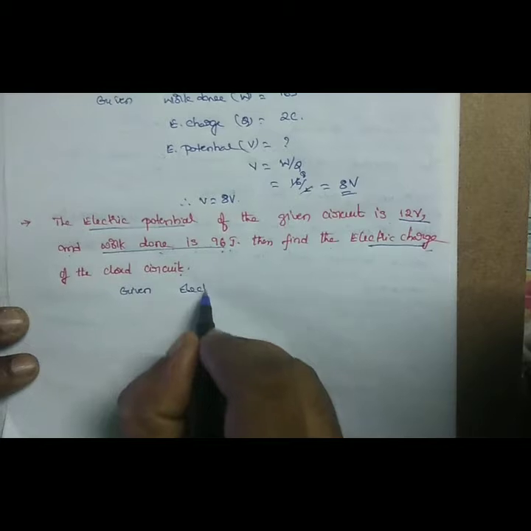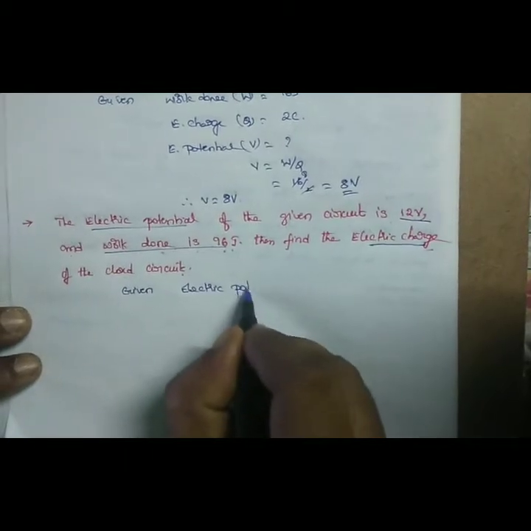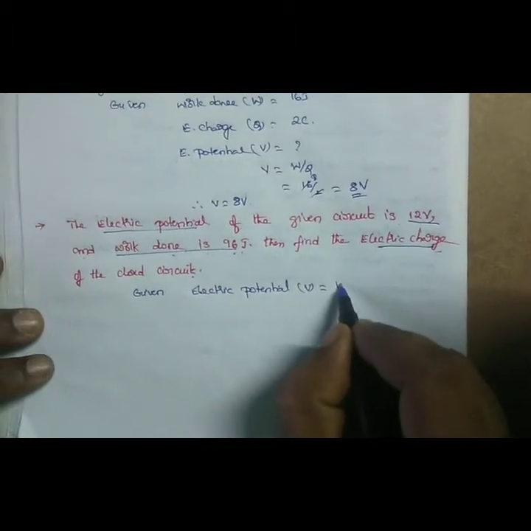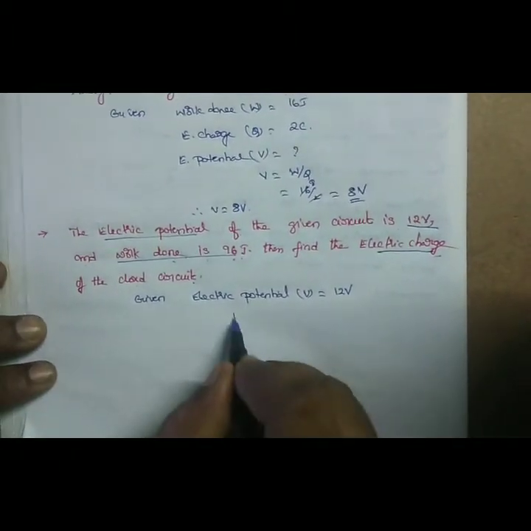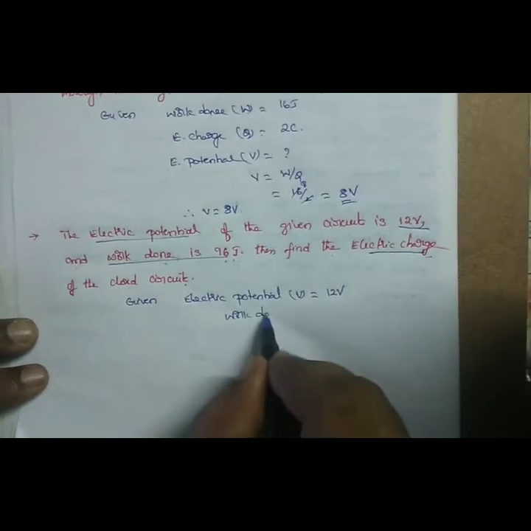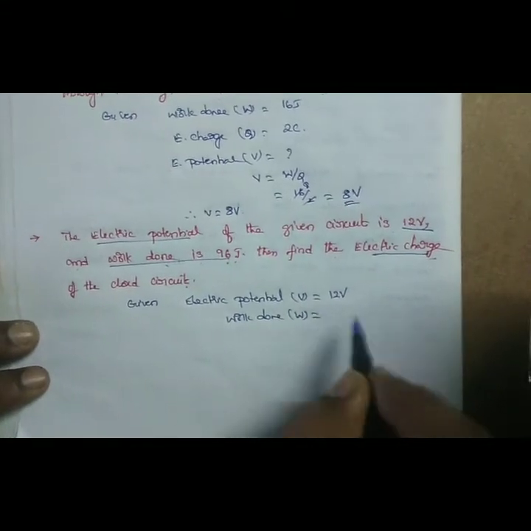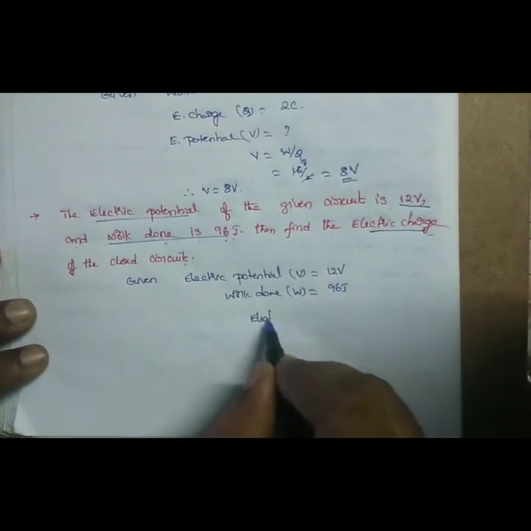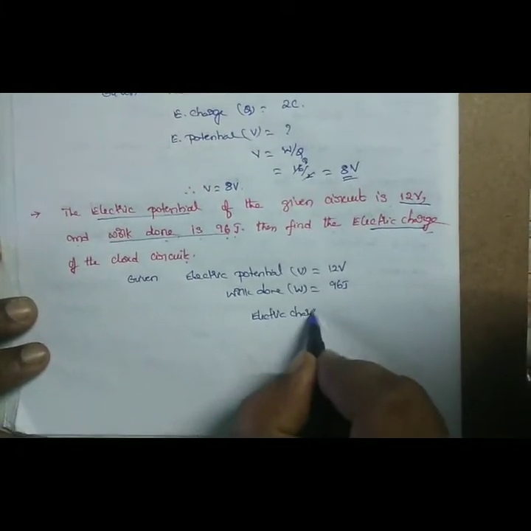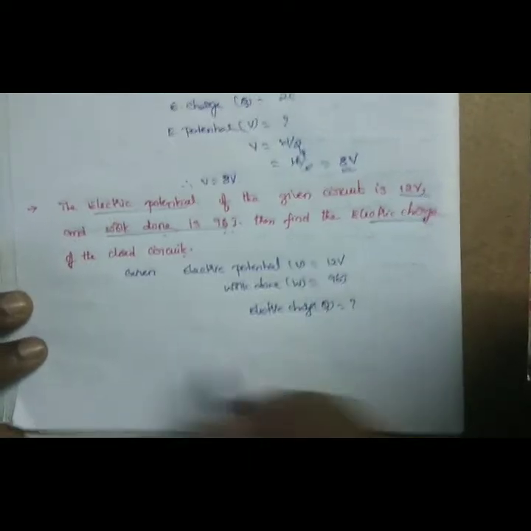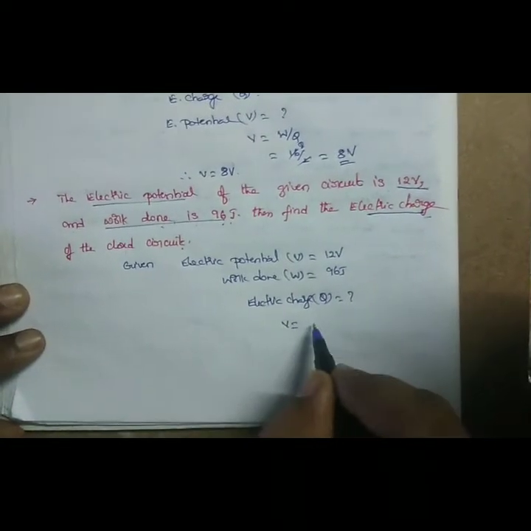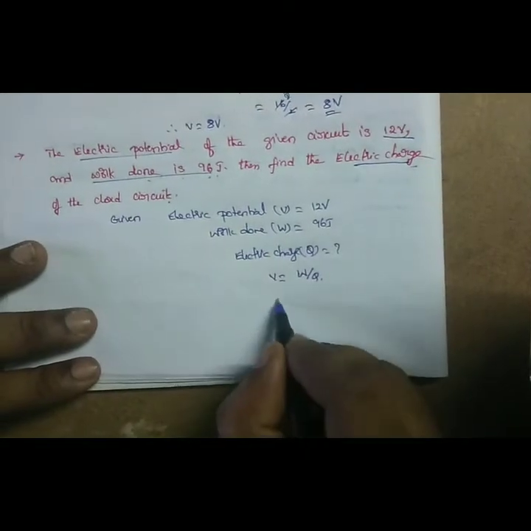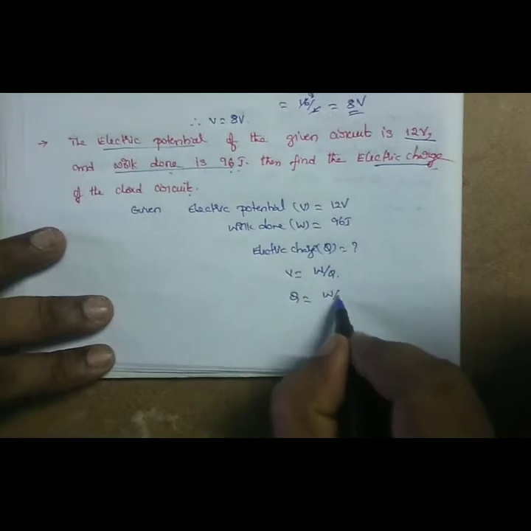So given electric potential V is equal to 12 volts. Work done W is equal to 96 joules. Electric charge Q, question mark. Therefore, we know the formula V is equal to W by Q. To find Q, Q is equal to W by V.